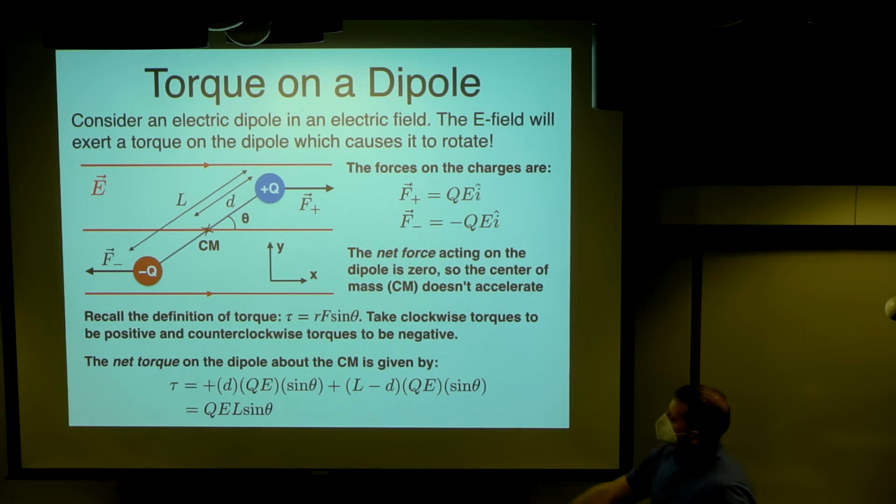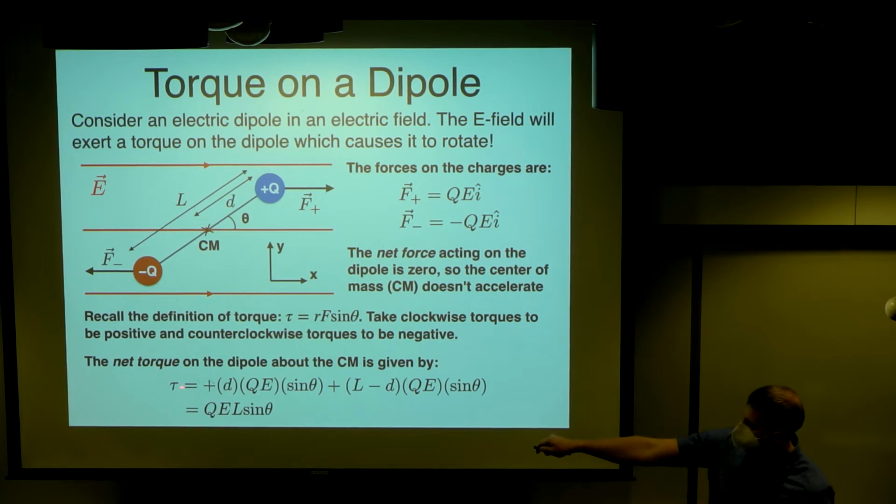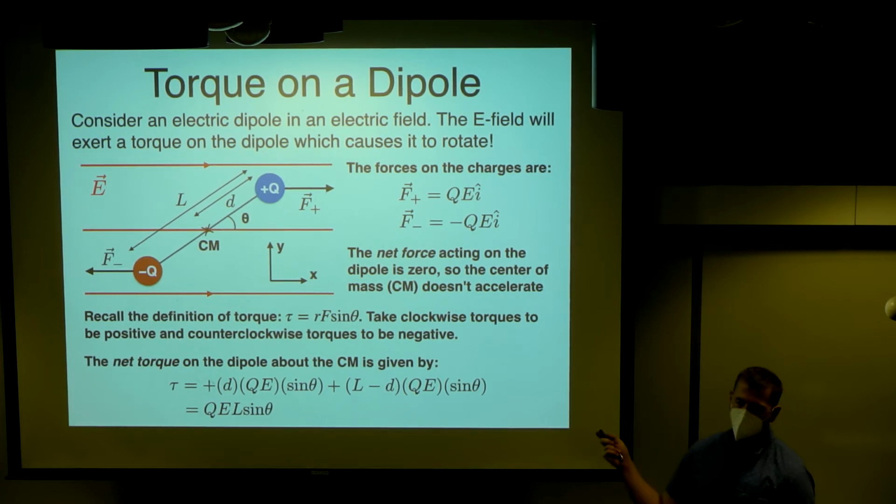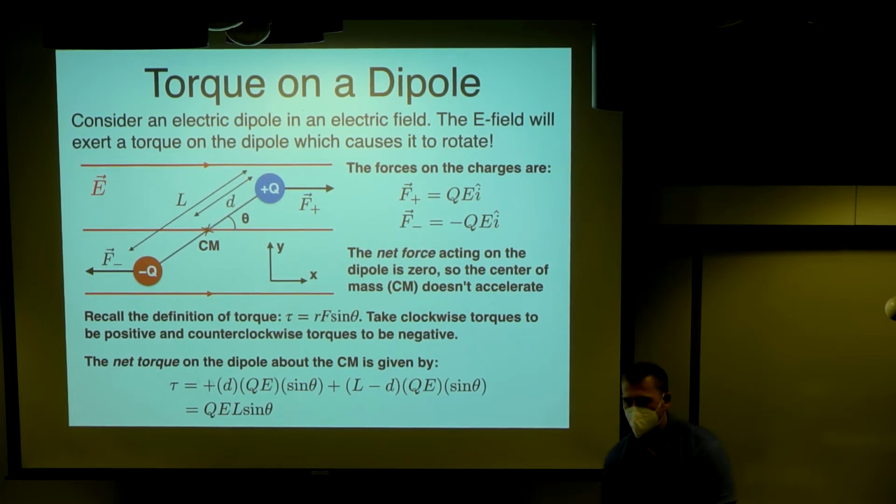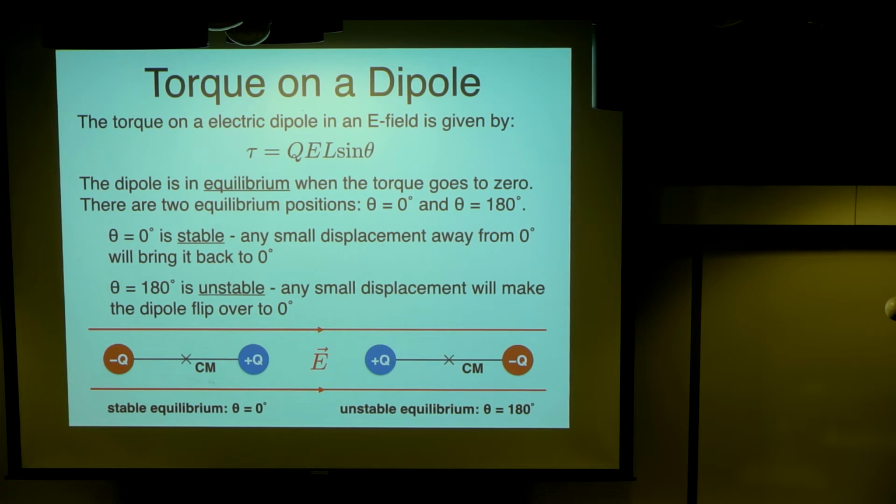Okay? So we have QEL sine theta. That's the torque exerted on a dipole, which is inside of an electric field. And that torque, remember, is going to induce the dipole to rotate. That's what it does. So with that said, let's take a look at this result and see what it's telling us.